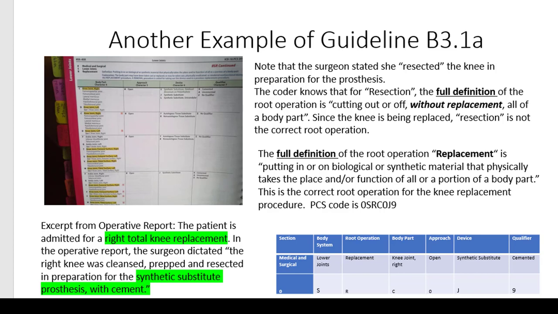And I showed you here on the little table what the PCS code would be and how you would build it. A knee replacement would obviously be a lower joint. That's your body system. We know it's the right knee, so the right knee joint is your body part. It would have to be an open approach because of what they're doing with a knee replacement. The operative report tells us it was a synthetic substitute, so that's your device. The operative report also says it was with cement, so that is your qualifier, and that helps you answer all the questions you need to answer to build the code for a knee replacement.